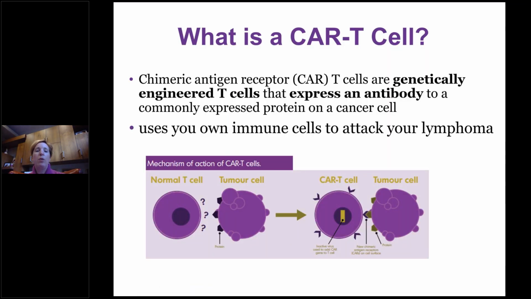So what is CAR T cell therapy? This is chimeric antigen receptor T cells. T cells are a type of lymphocyte in your body, or white blood cell in your body, that are genetically engineered to express an antibody. In diffuse large B-cell lymphoma, we engineer T cells to express a B-cell antibody called CD19, and then use that to get your own T cells to attack your lymphoma.